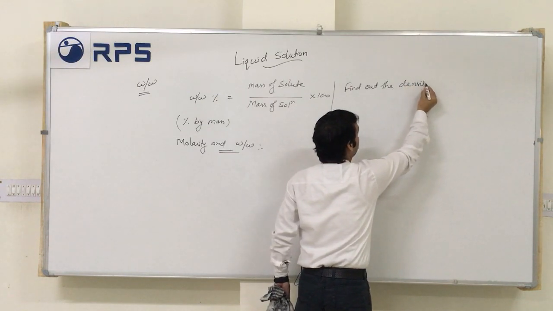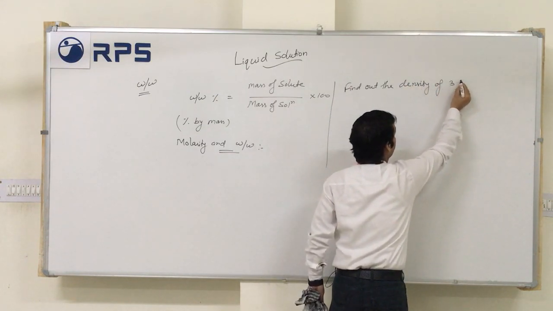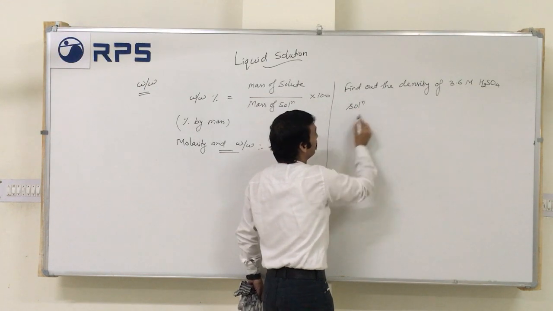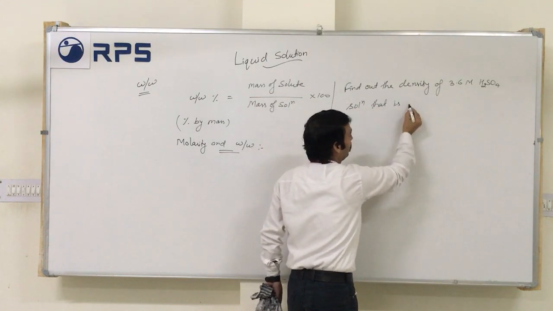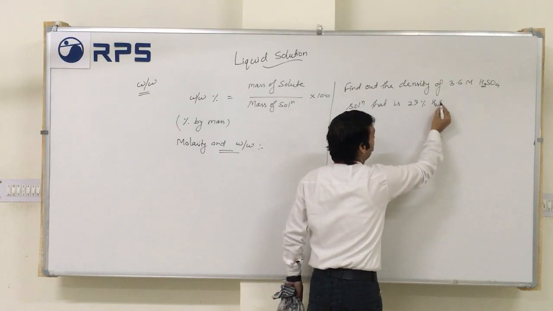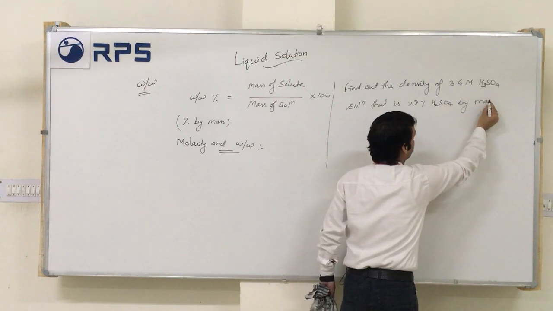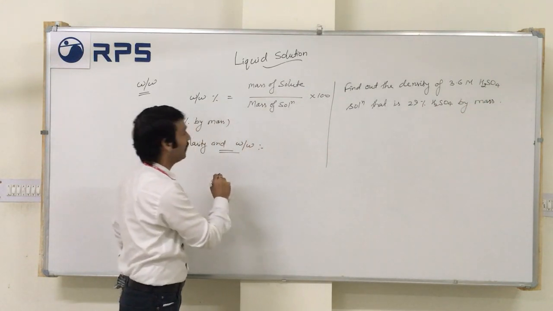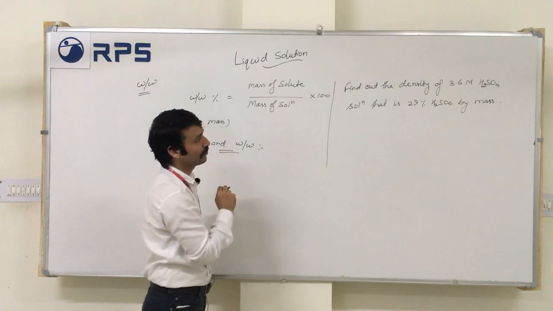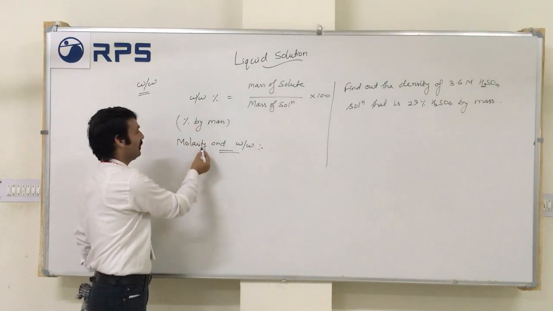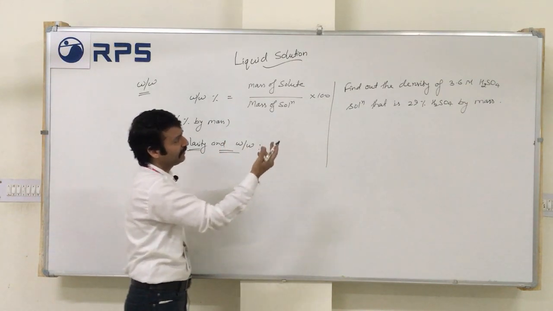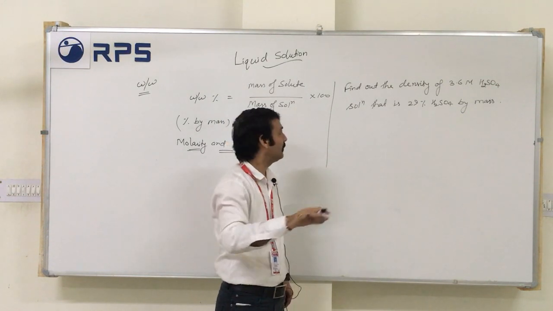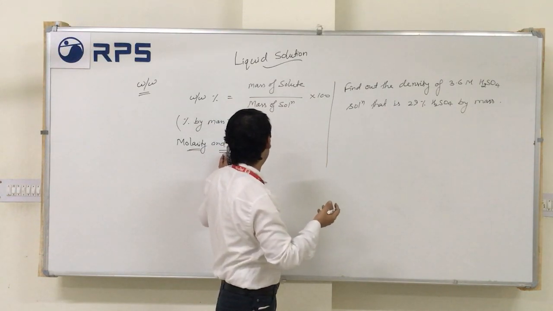And the language of the numerical is: find out the density of a 3.6 M H2SO4 solution, that is 29% H2SO4 by mass. Now, there are two methods to find the density of the H2SO4 solution according to the following data. One is the short method, using molarity and W/W, and there is a common method or basic method. First we start with the basic method and then the shortcut method.